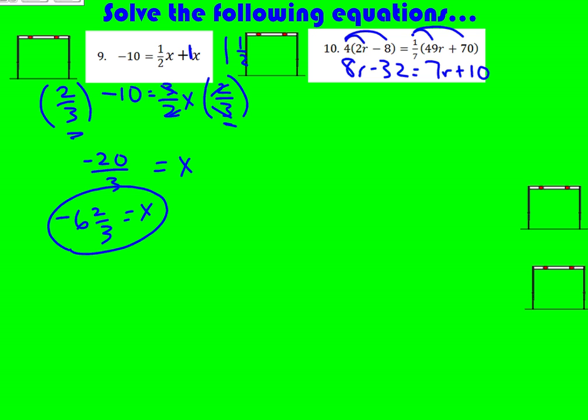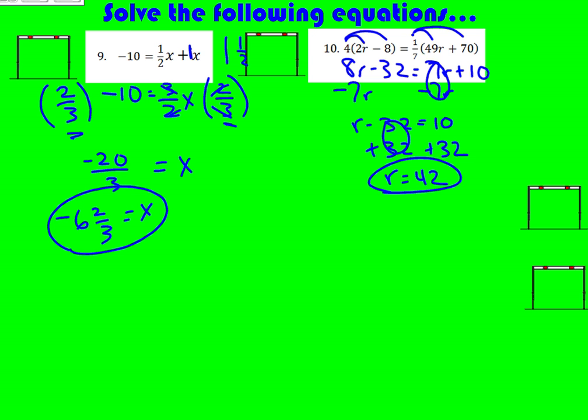So now this looks a lot cleaner, a lot easier to put together. So subtract 7r to get all my variables onto one side. That zeroes out. So now this gives me r minus 32 equals 10. I've got to add 32 to both sides. r is going to equal 42. There's my answer.